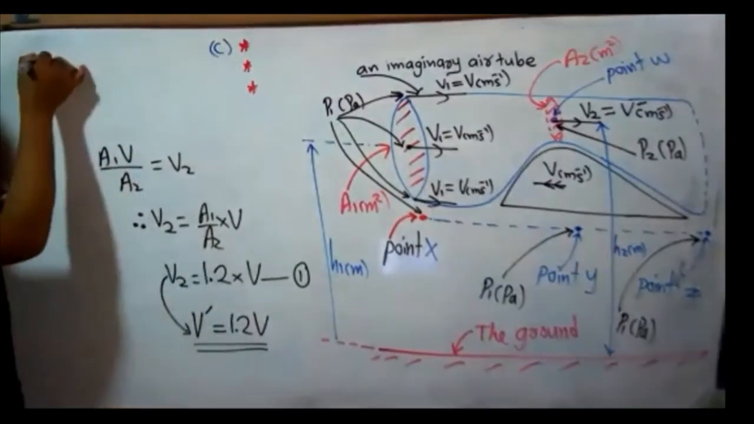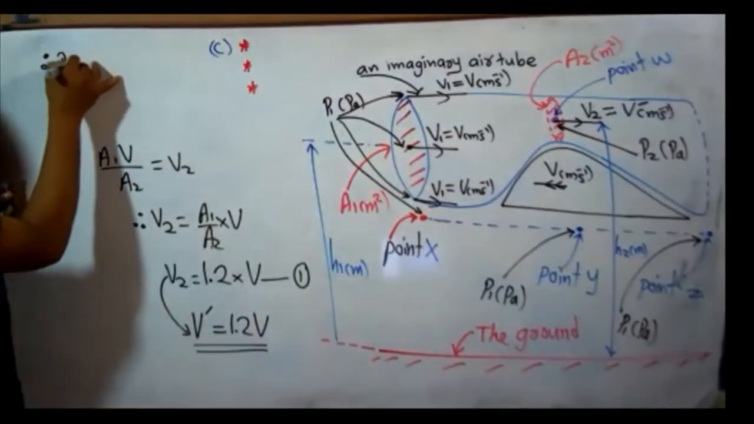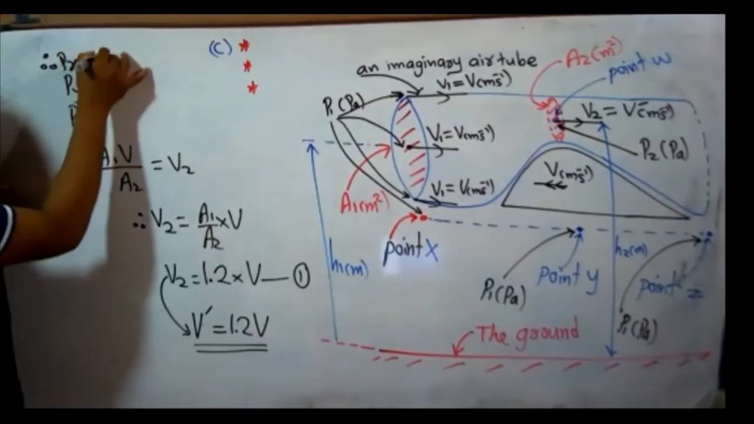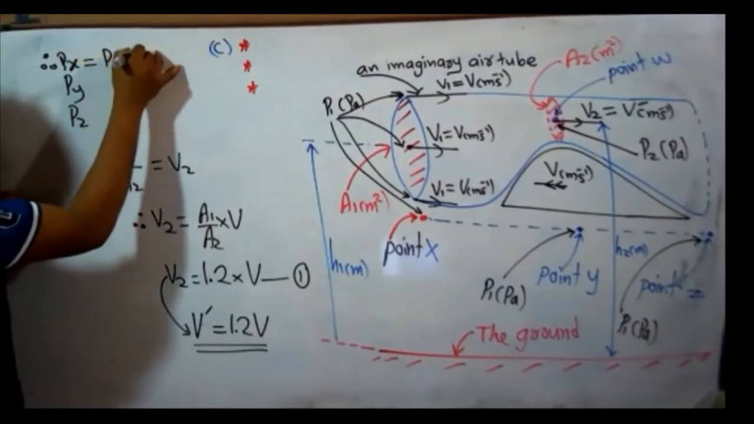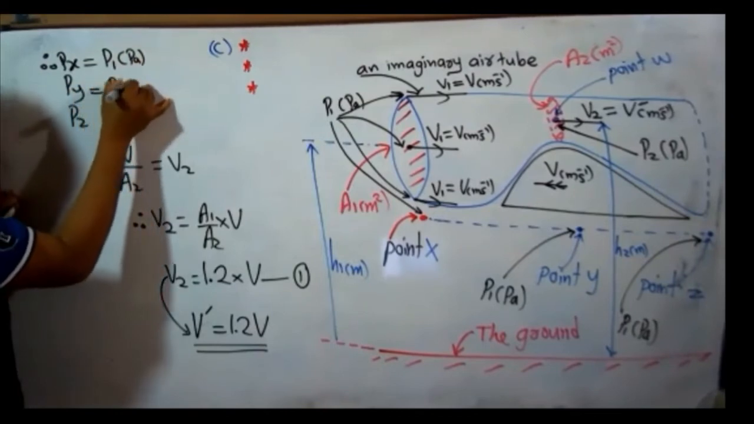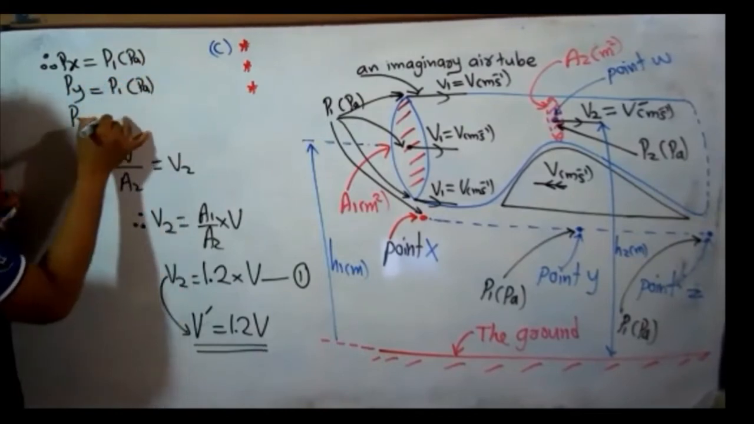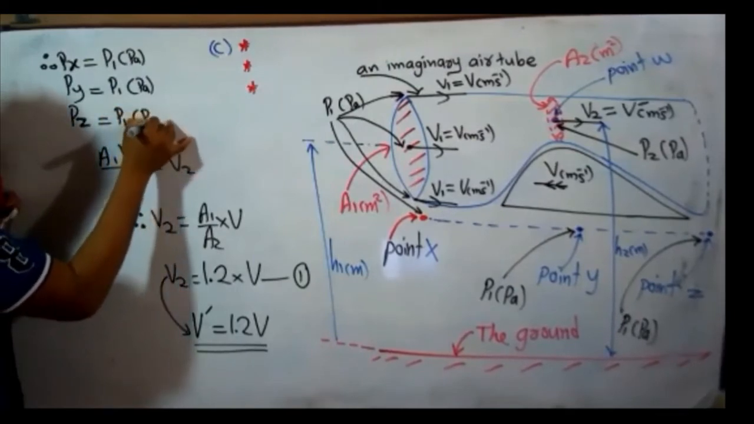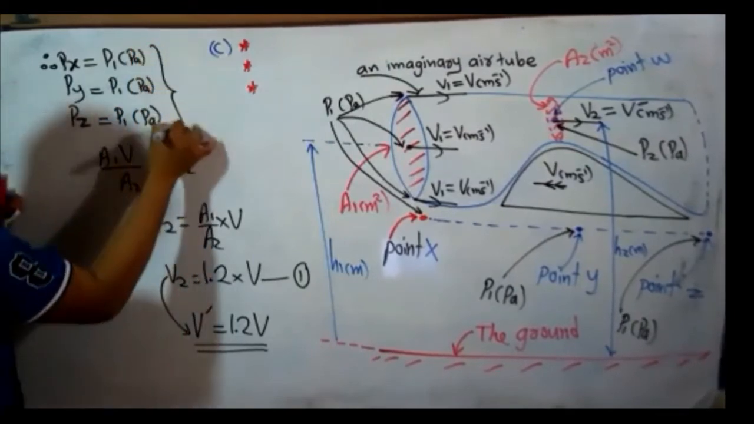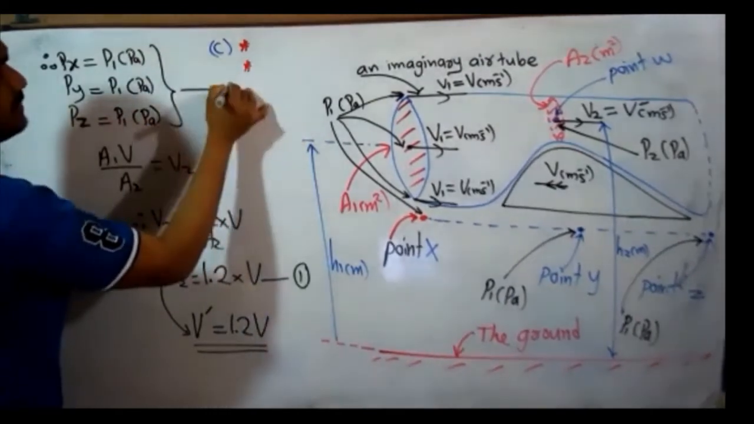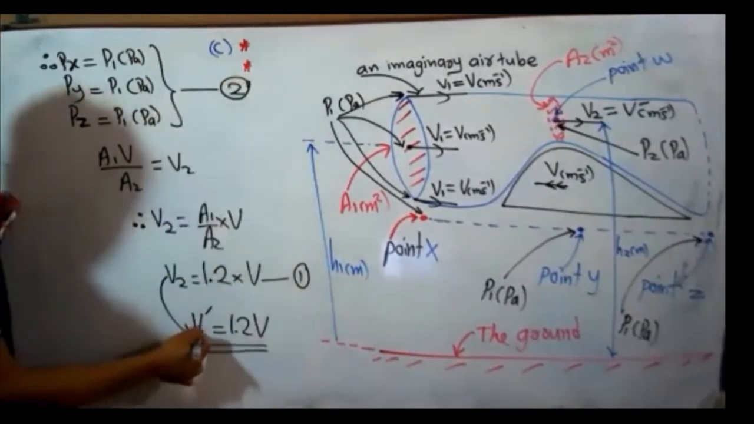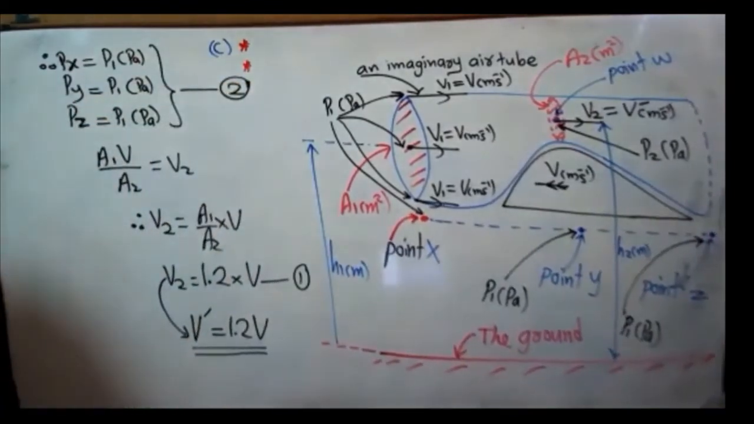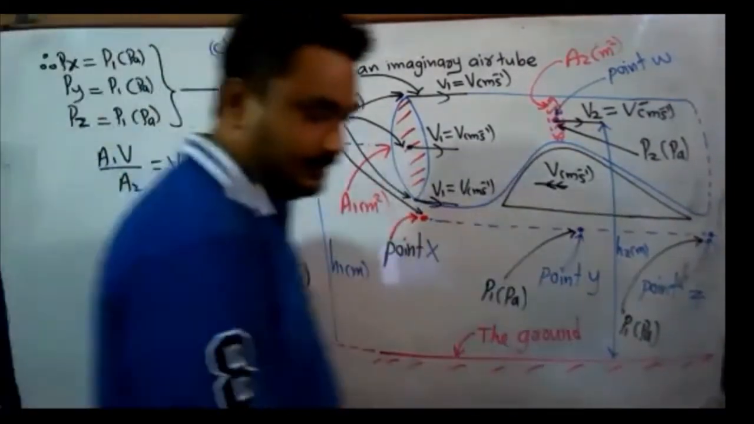So leave a line and write, therefore Px equals P1 Pascal, Py equals P1 Pascal, Pz is also P1 Pascal. Use a curly bracket and mark it as the second equation. The first equation is this, and mark this as the second equation.